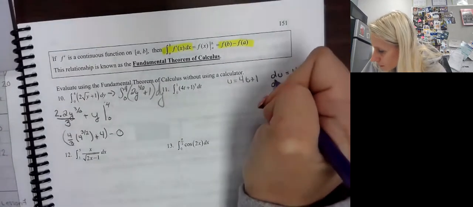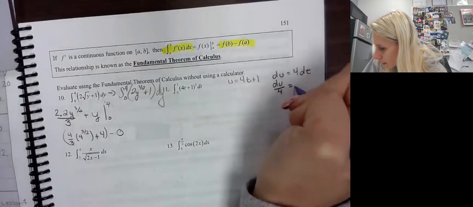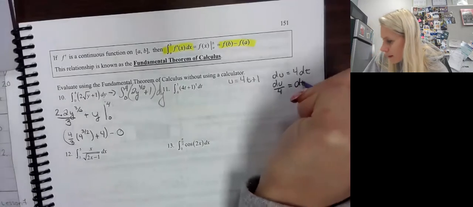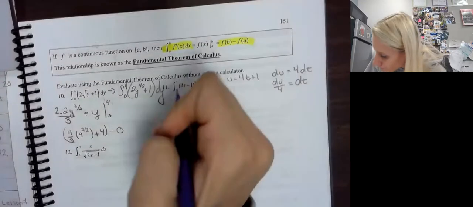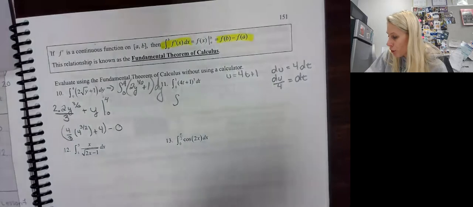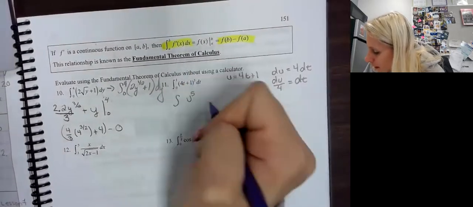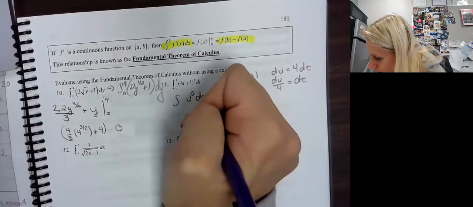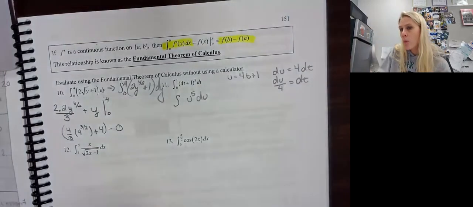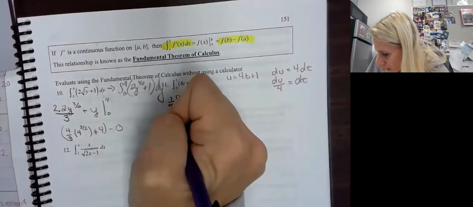So du divided by 4 equals dt. Now I'm going to substitute back in. Right now I'm not going to do my boundaries yet. I'll show you those in a minute. I have u to the 5th du all over 4, which means actually I can pull that 1/4 out front.